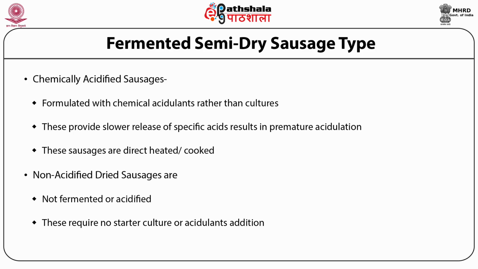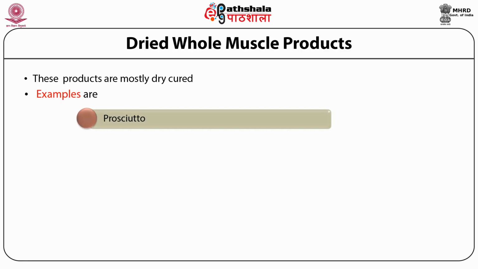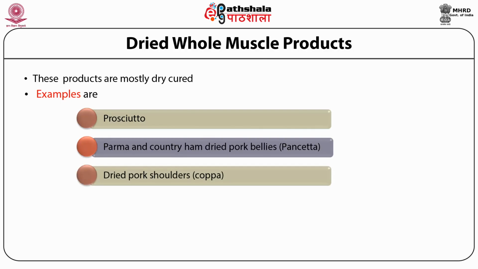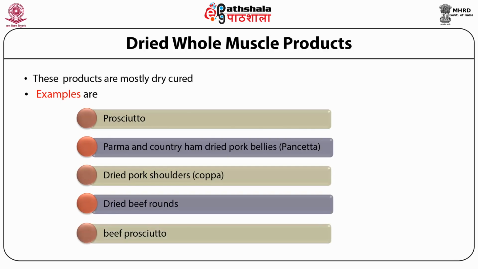Due to the higher pH, these products must be dried to a lower water activity, less moisture than fermented products, to achieve shelf stability. Dried whole muscle products are mostly dry cured. This product category includes the familiar dried hams such as prosciutto, parma, and country ham, but also other dried intact pieces of meat such as dried pork bellies, pancetta, dried pork shoulders, copa, and dried beef rounds, bresaola, beef prosciutto, basturma.